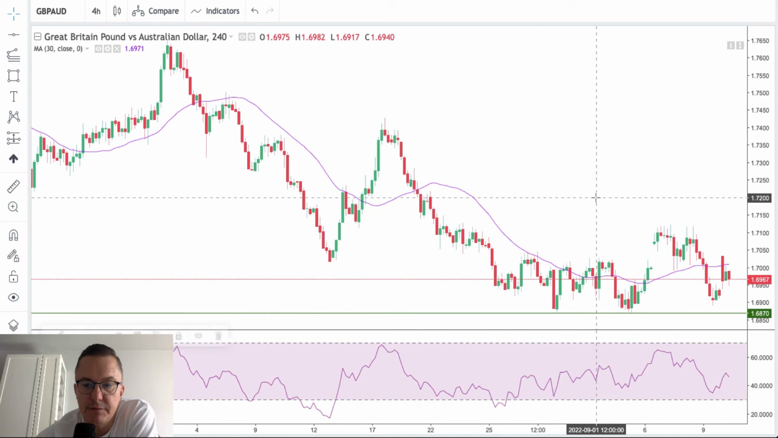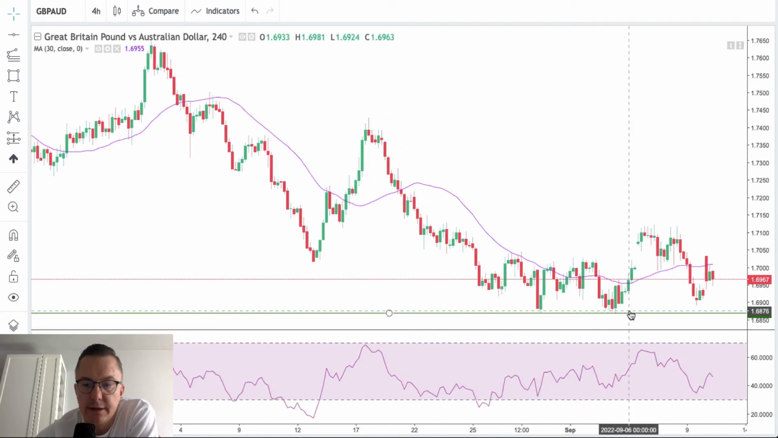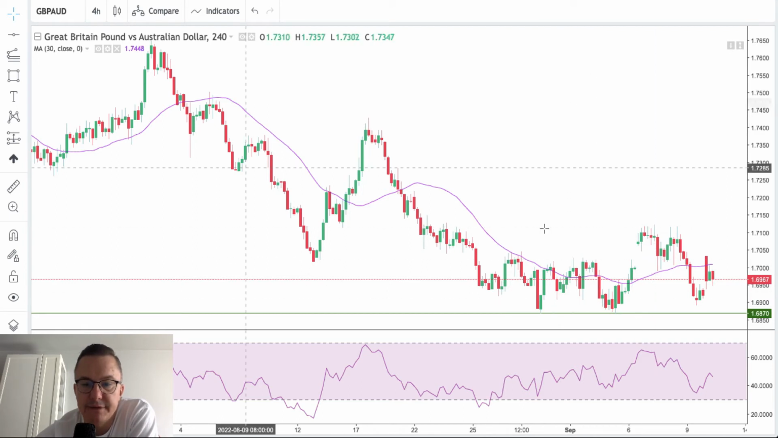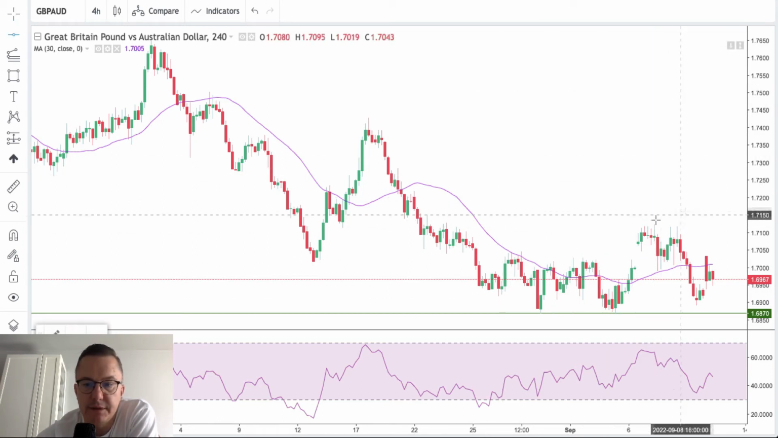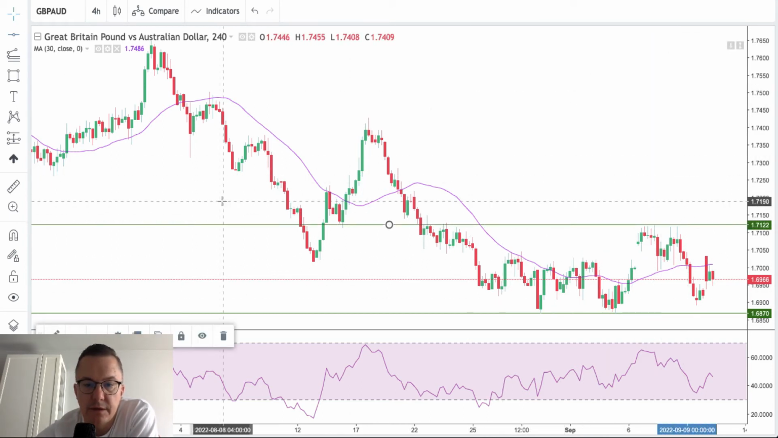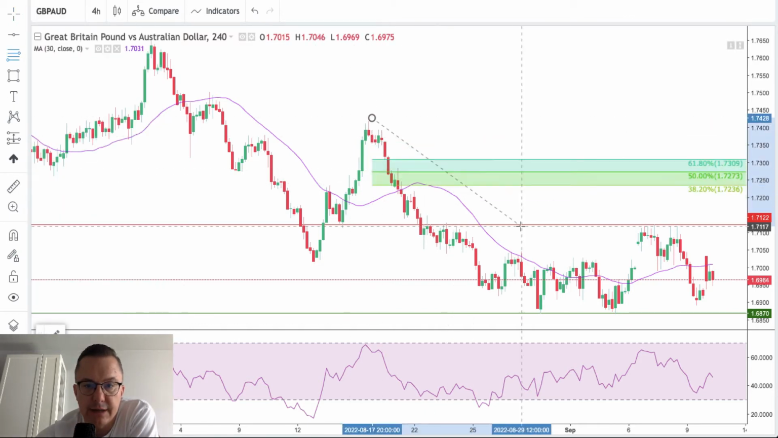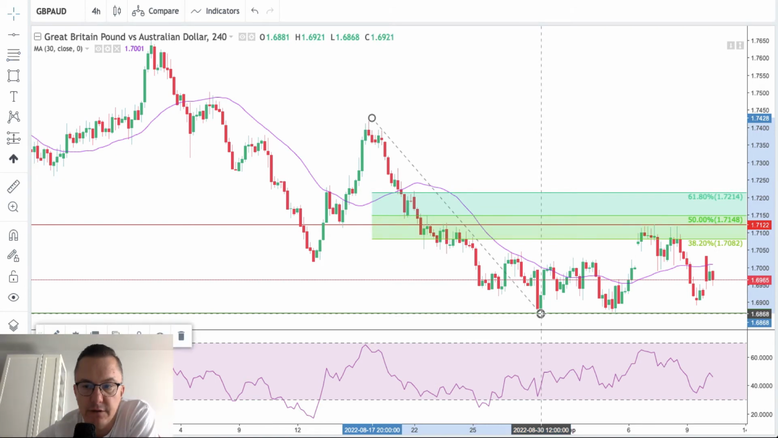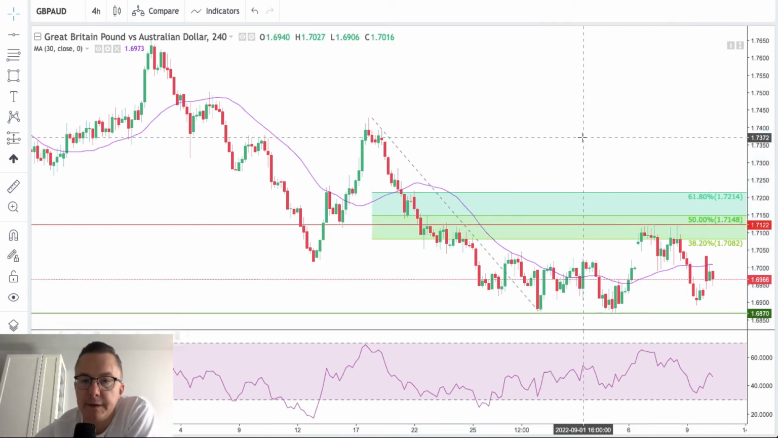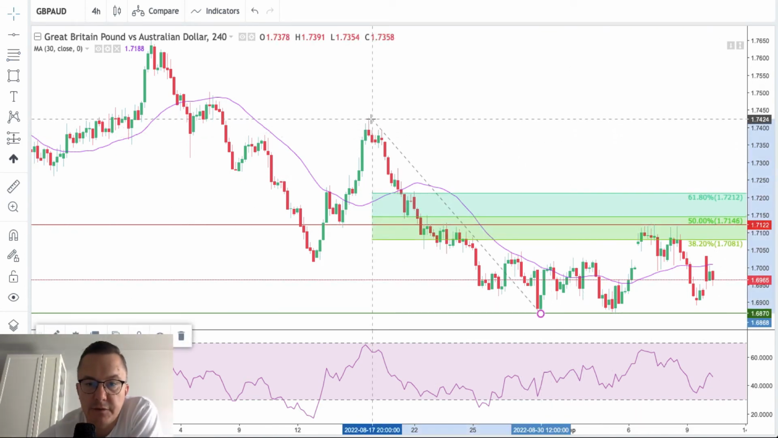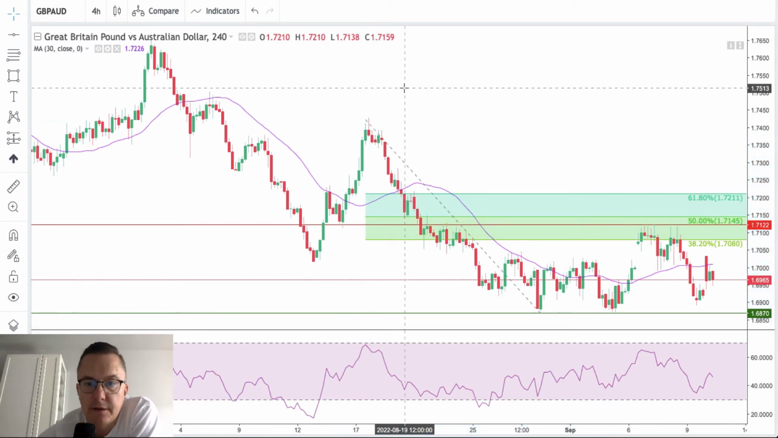So this is a very important level here, because this is the swing low around 1.6870. We bounced a little bit and made a local technical resistance here at 1.7122. So maybe this is some sort of Fibonacci retracement level of the last wave down. Let me just find out. There you go. This is almost the 50% Fibonacci retracement level of the last wave down.